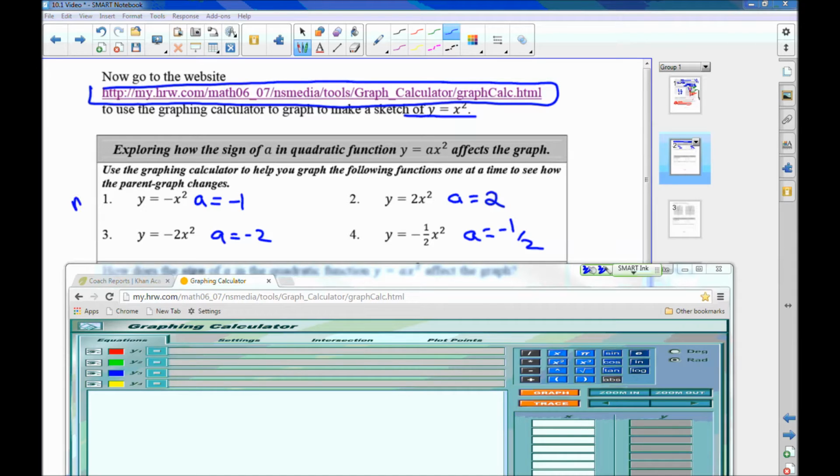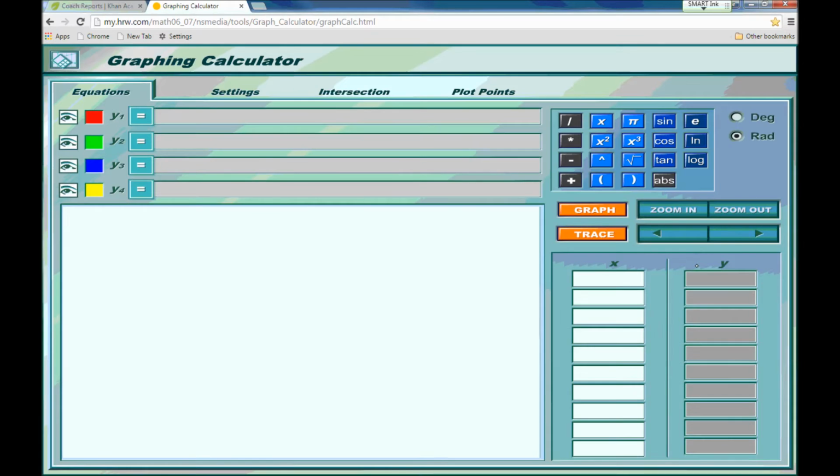So this is a sign that's negative, and this one's a positive, just like our parent graph, and this one's a negative. And we want to see how it affects our graph. So let's give these 4 a try and see what they look like.